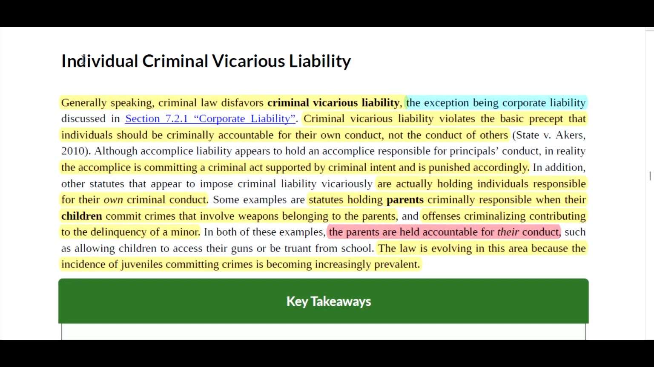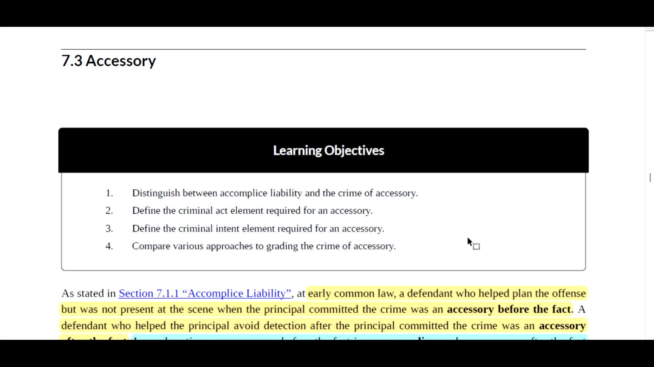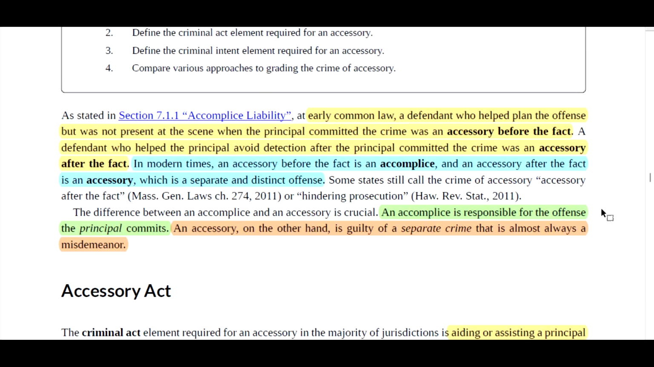But what I want to end with here, talking about criminal vicarious liability, again, other than corporate liability, we don't tend to see this because technically a lot of the ones that are out there that we could consider vicarious liability, because I even mentioned parents, those special relationships, they tend to be more of holding the parent accountable and treating it more as an accomplice rather than vicarious liability. All right. And so now we get to talk about accessory.